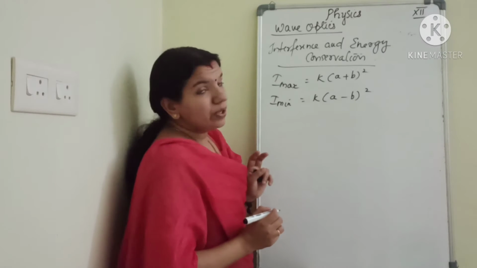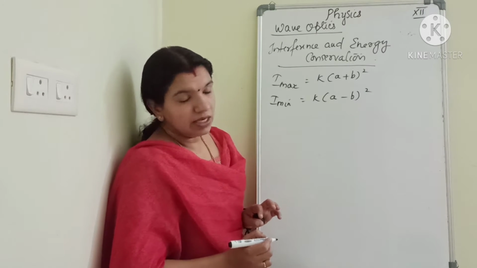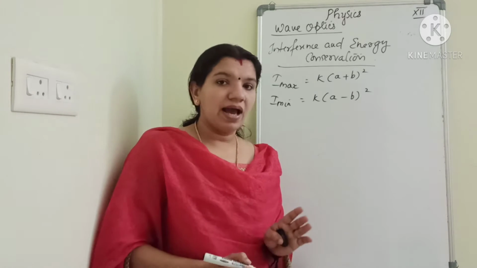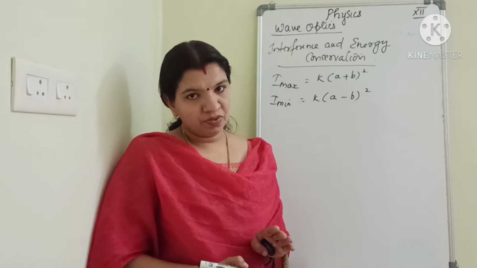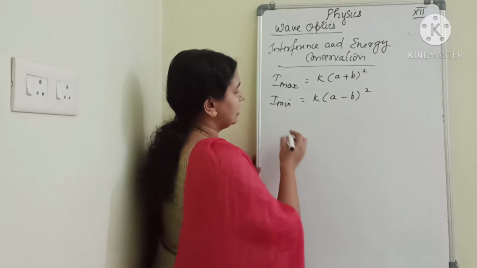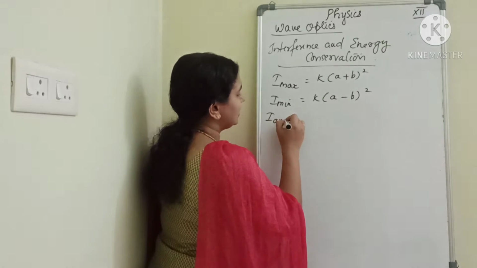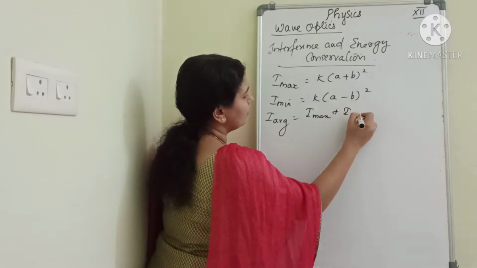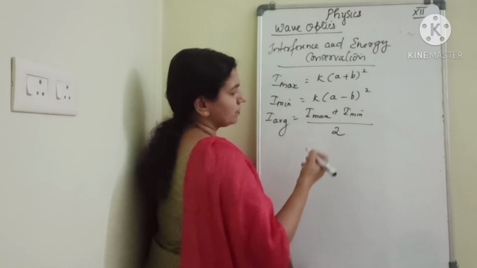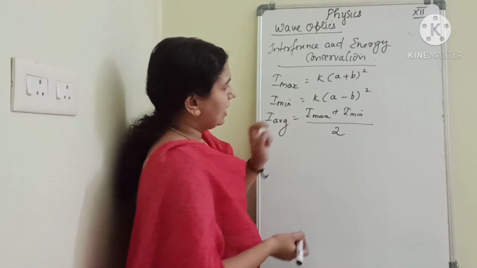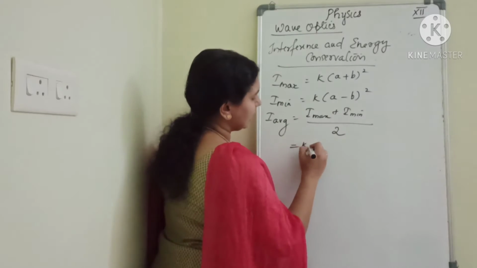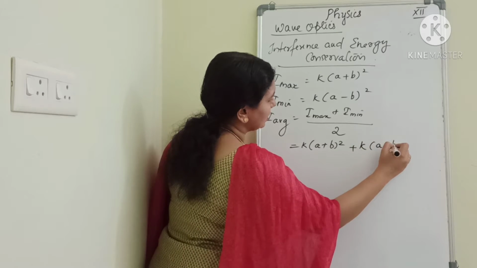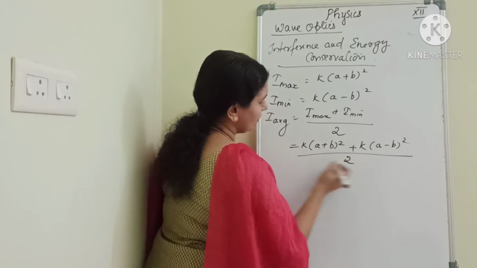Clear? Now, I want to find the average value of intensity. For that, what I have to do? I have to add I minimum and I maximum and divide it by 2. So the average intensity is I average equals (I max plus I minimum) divided by 2. I can add these two terms, that is K (A plus B) the whole square plus K (A minus B) the whole square, divided by 2.